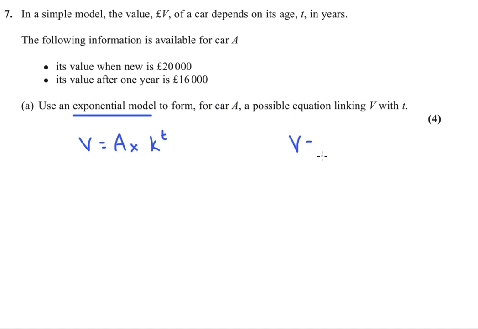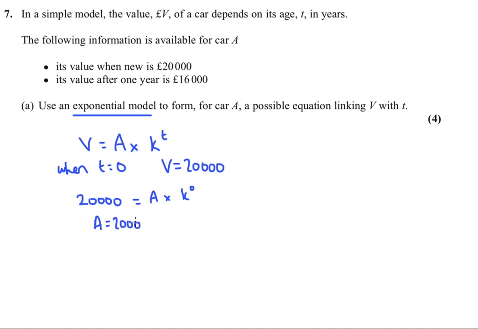So I'll just get rid of that, and then the starting value is always this a value here, but we can do that properly if we look at what happens when t is 0. We know the value needs to be 20,000. If we substituted that in, we'd get a times k to the power of 0. And k to the power of 0 is 1, so that shows us that a is 20,000. But that's always true. A will always be the starting value of the car, or the starting value of the growth of bacteria, or whatever the question chooses to use as the context.